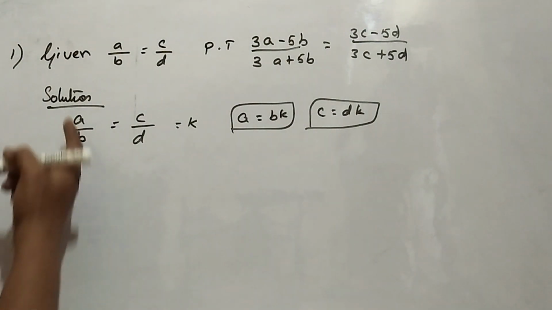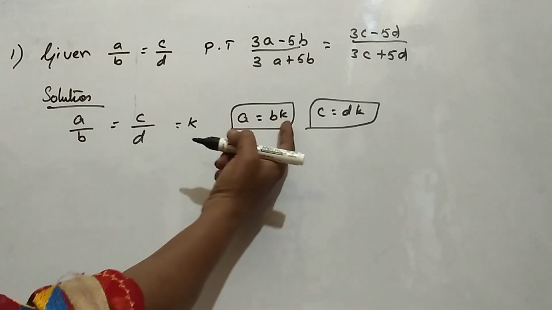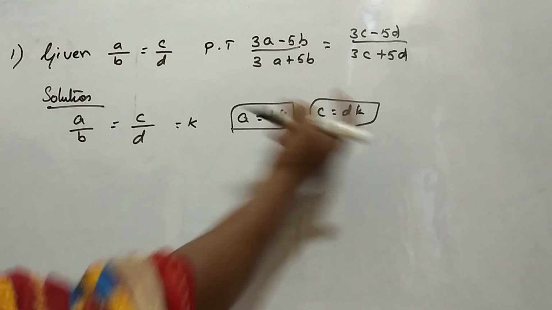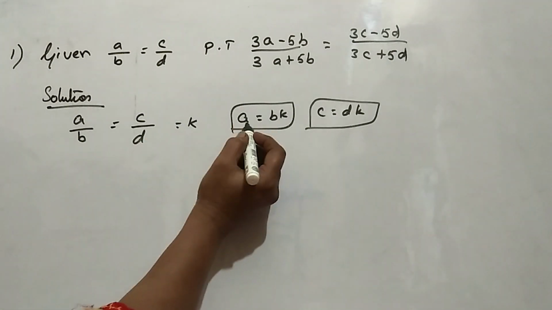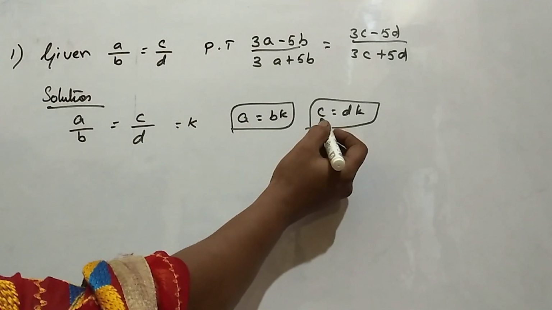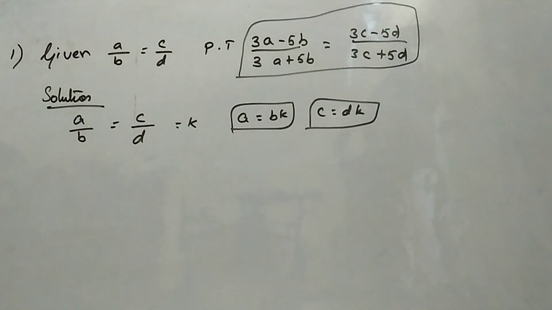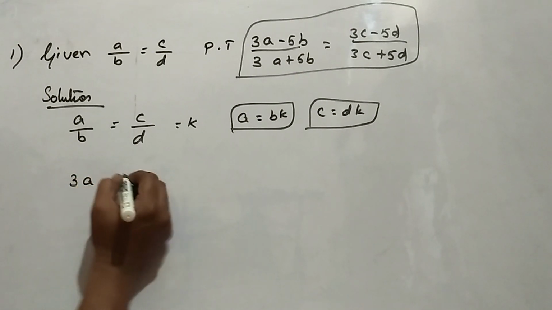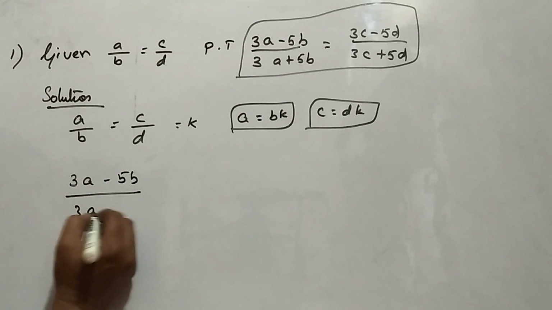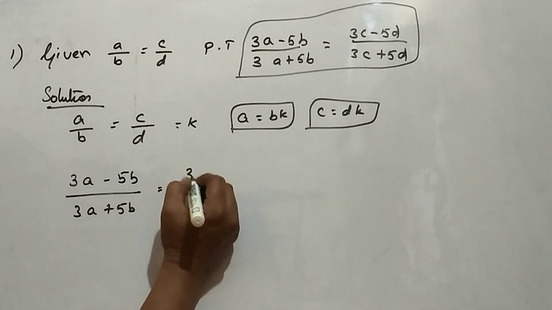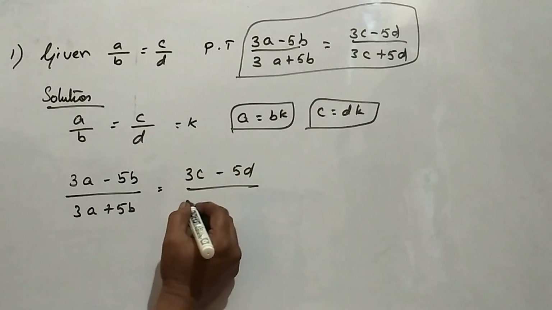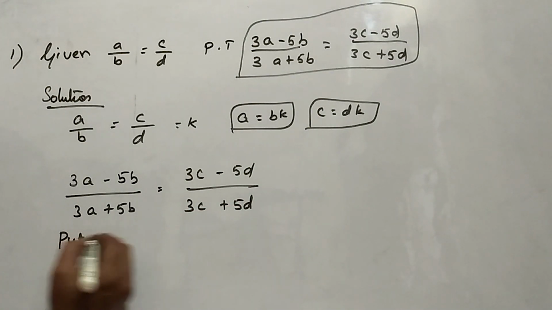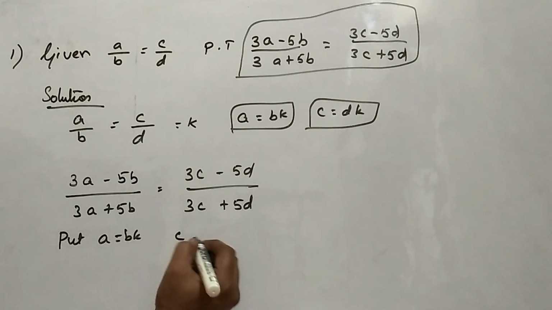Okay, you will get A upon B is equal to K, so A is equal to BK. C upon D is equal to K, therefore C is equal to DK. Now, put A value and C value in the given equation. Okay. So, write 3A minus 5B upon 3A plus 5B is equal to 3C minus 5D upon 3C plus 5D. Okay. Put A is equal to BK and C is equal to DK.